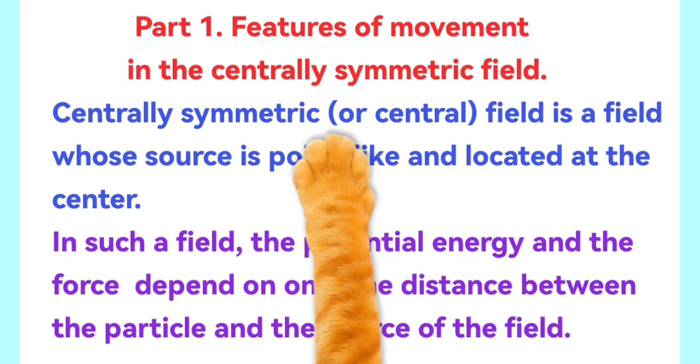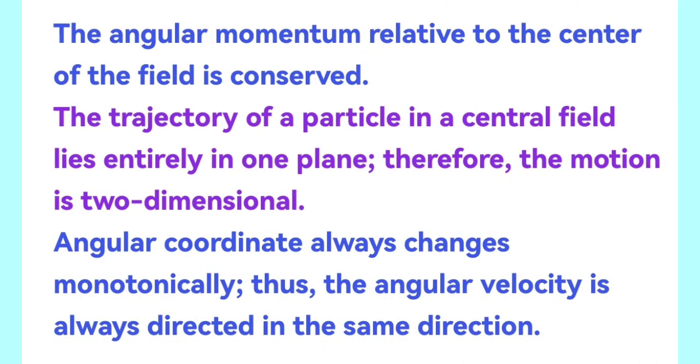When moving in the central field, the angular momentum of the particle relative to the center of the field is conserved. Moreover, the conserved angular momentum and the radius vector of the particle are always perpendicular to each other.